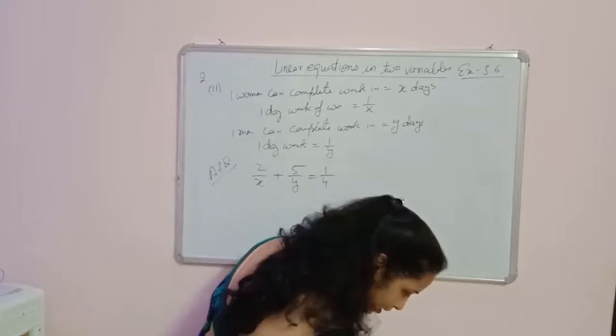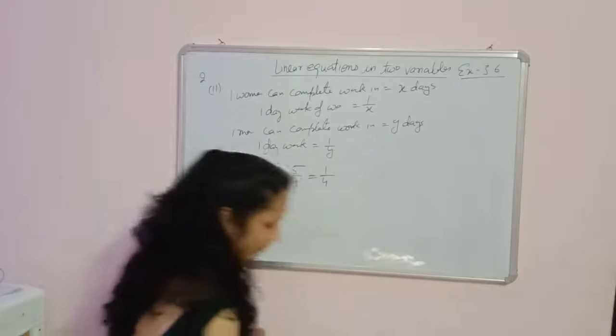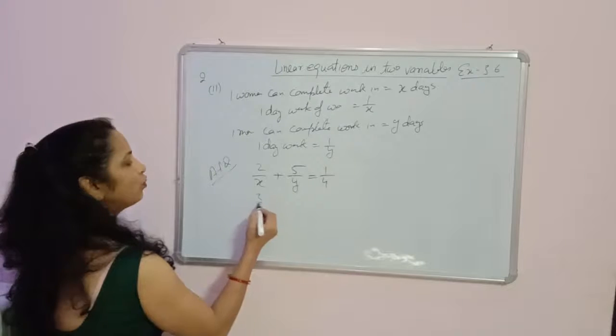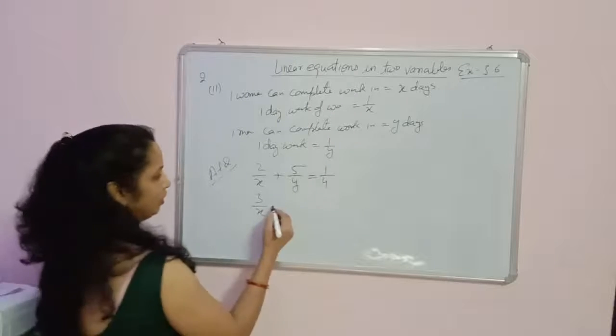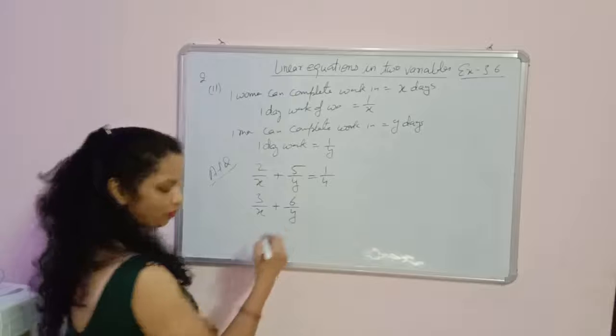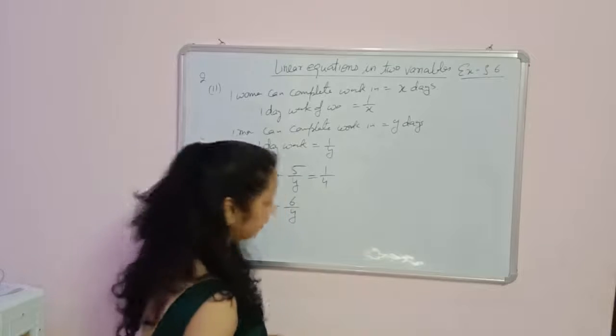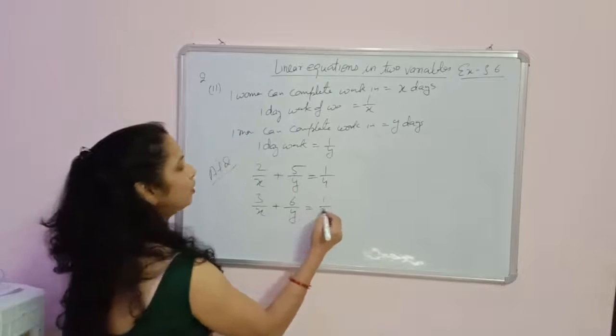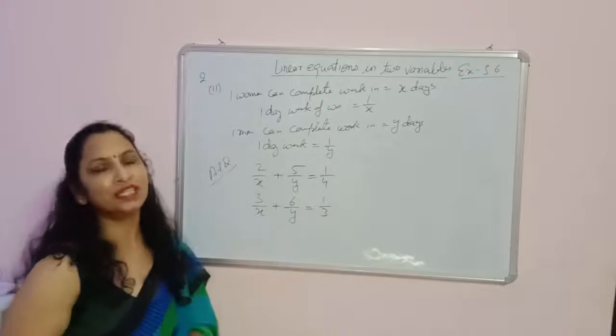And the second one is 3 women and 6 men can do in 3 days. 3 women means 3 upon x plus 6 men means 6 upon y, and they can complete the work in 3 days is equal to 1 upon 3. So these are the equations.